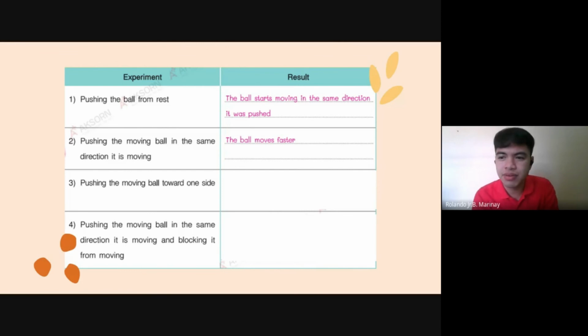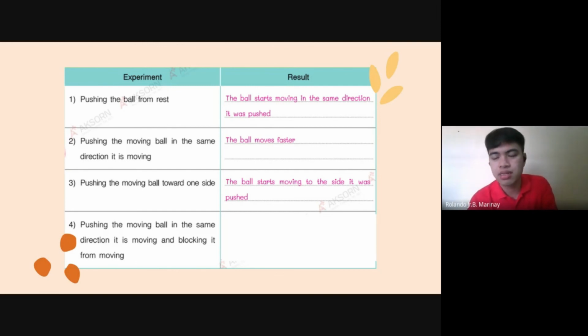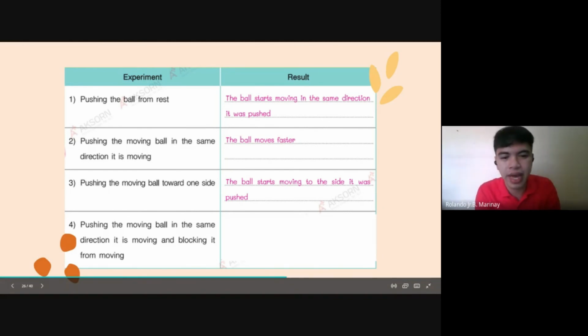Very good. Okay, number three, pushing the moving ball toward one side. The ball is already rolling. So what will happen when we push it toward one side? Let's think about it. What will happen is the ball starts moving to the side it was pushed, or we can say that the ball changes direction, okay?